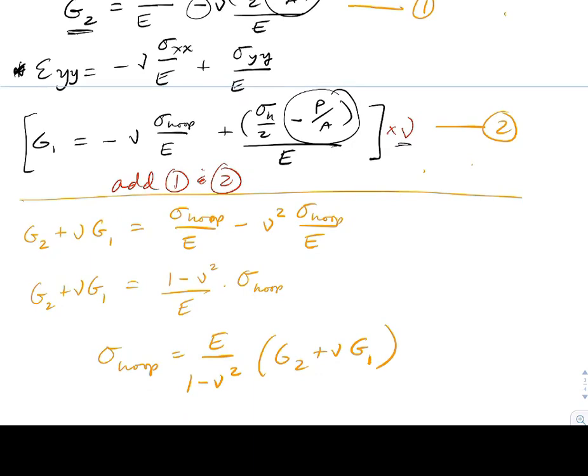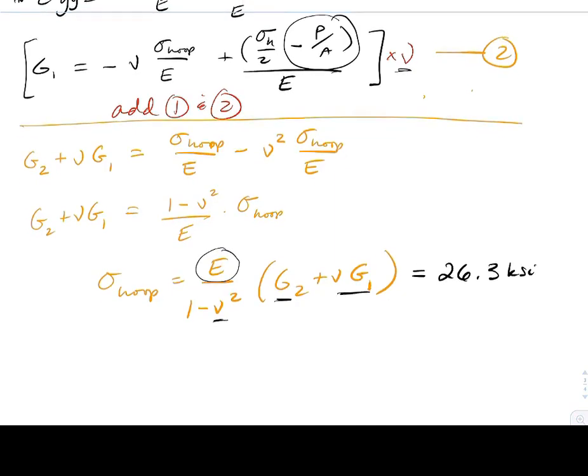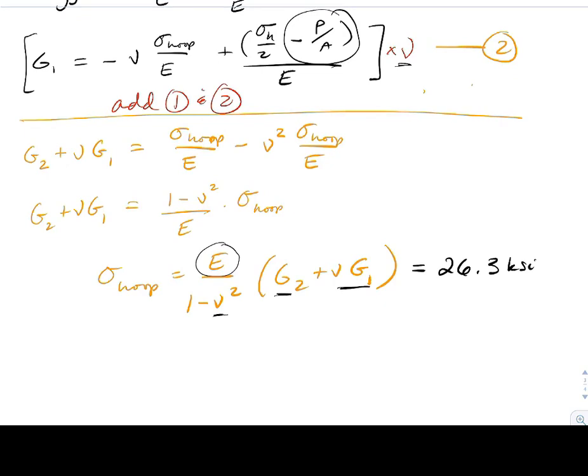We would just use everything that we know from above, and we're going to end up with 26.3 KSI. Not to make light of any of the units involved here, but obviously the units need to come out. The only thing we have units on is going to be E. The strains are unitless, and Poisson's ratio is unitless. So there we have our answer for the hoop stress.